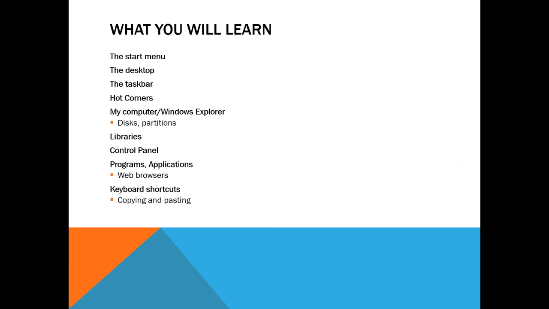Specifically, what we'll be learning about is the Start menu, which has changed quite a bit since older versions of Windows, the desktop, the taskbar, hot corners, which are a new feature in Windows 8, My Computer or Windows Explorer, as well as disks and partitions inside of Windows Explorer, libraries, control panel, programs or applications, specifically web browsers, and keyboard shortcuts, focusing on copying and pasting.